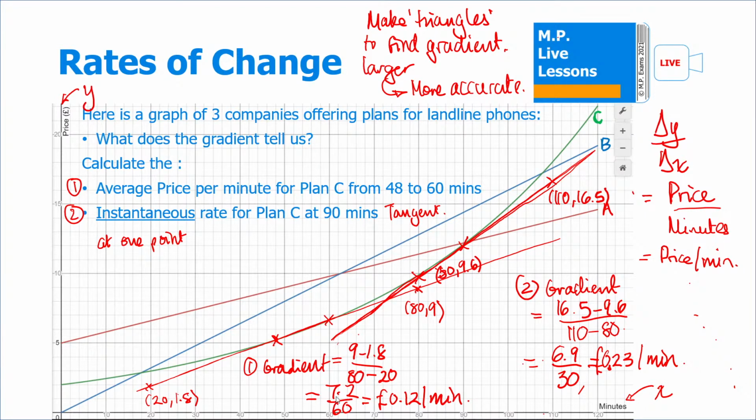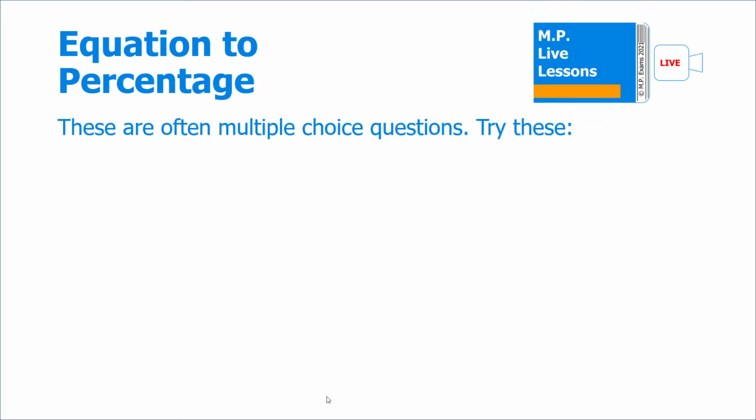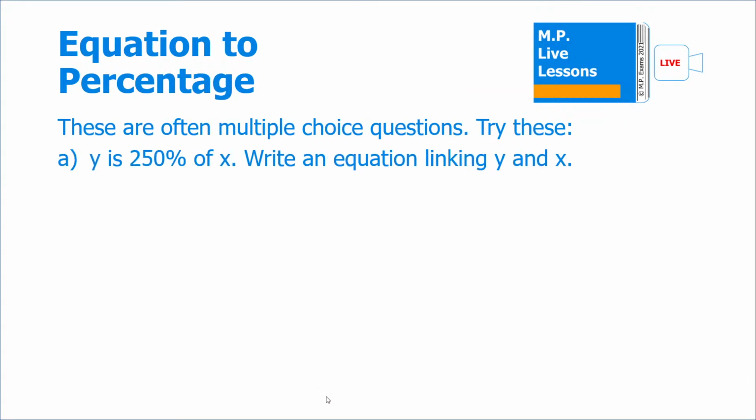Now, next are equations to percentages. So these are often multiple choice questions. We'll try these. So for example, y is 250% of x, and write an equation linking y and x. So what you'd do is, you'd have y on its own, and then the "is" just means an equals. Then 250% of x is 250% times x.